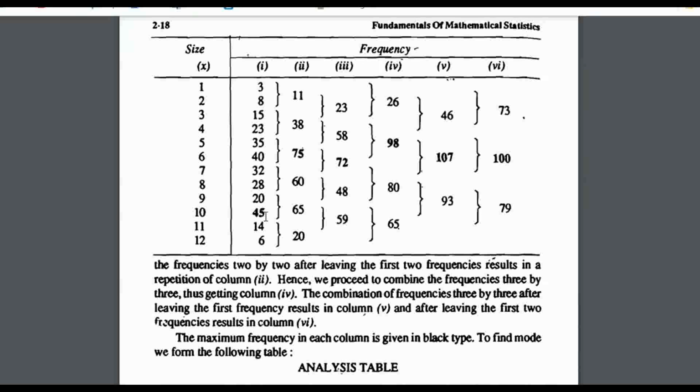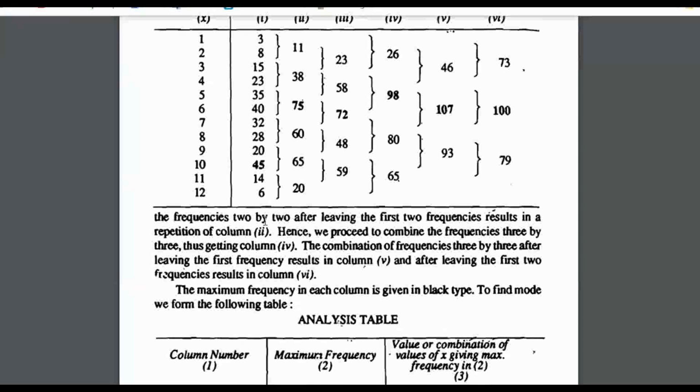Okay, sir. It is clearly the pattern. It is not following any pattern. It is irregular. Suddenly 45 came. So that's why it is irregular. So that is called the grouping method.